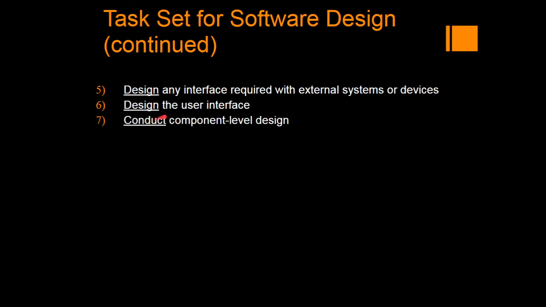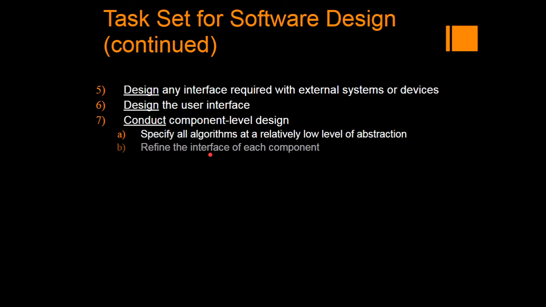And then conduct the component level design. So check that every component is working fine. That is called component level design, like a unit level design. Each module will be checked for how it is being implemented. There we have to specify all the algorithms at a relatively low level of abstraction. That means we have to clearly define what all the steps involved are to do the particular functions in that component.